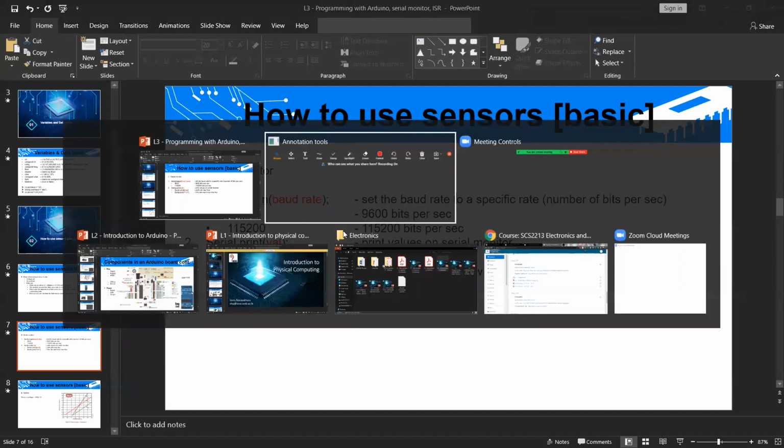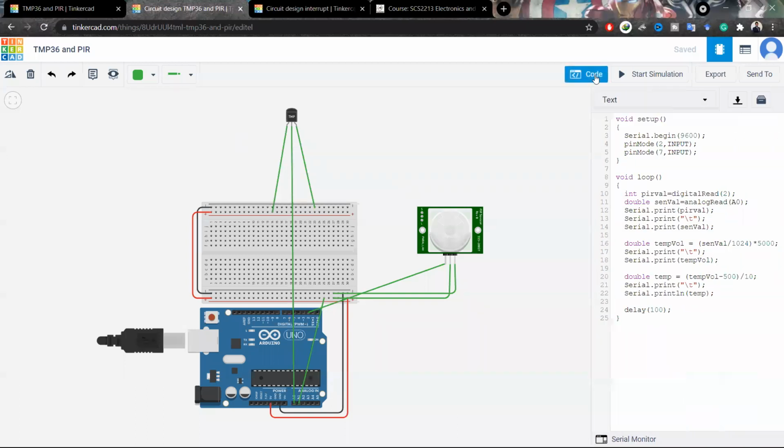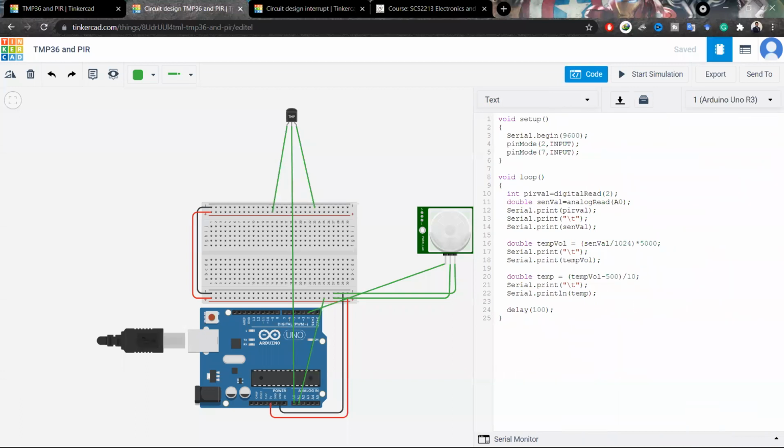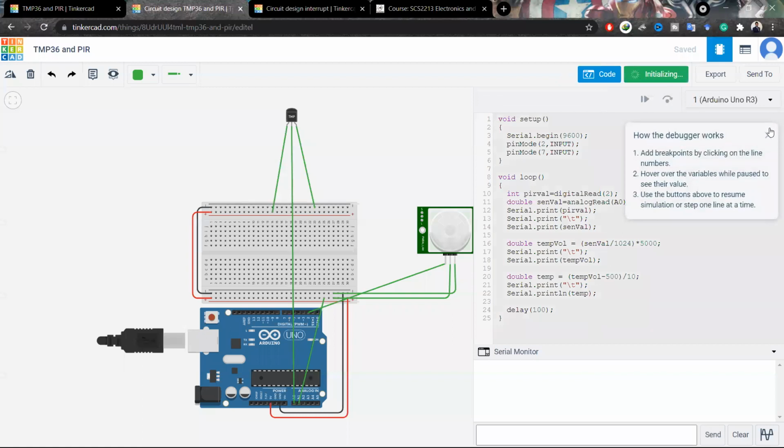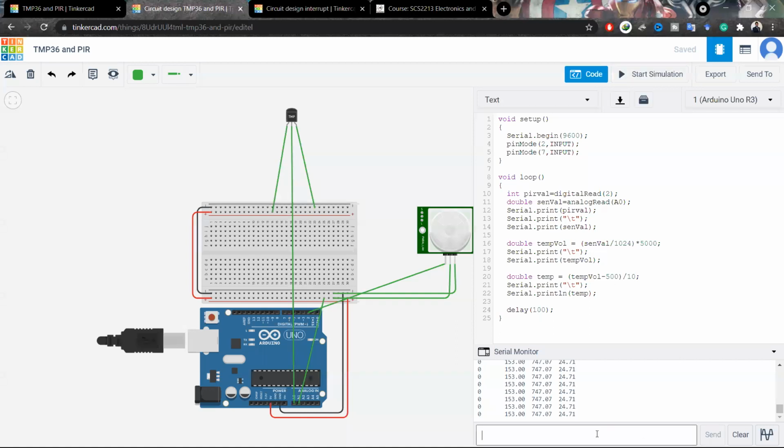So if you go to Tinkercad, here you have the serial monitor. If you start the simulation, you can print the values on that serial monitor. Basically, we can give inputs as well, or else we can print some values on the serial monitor.